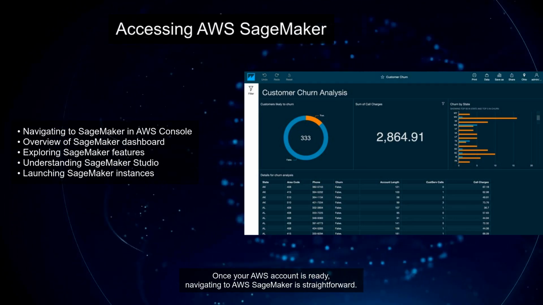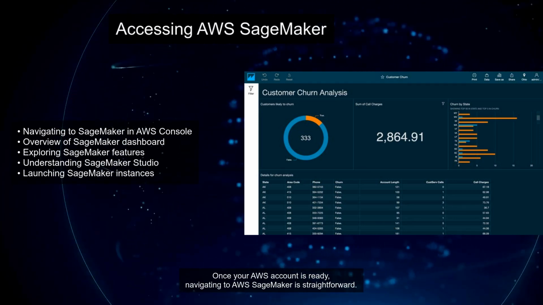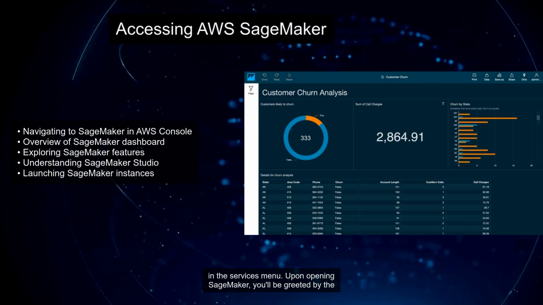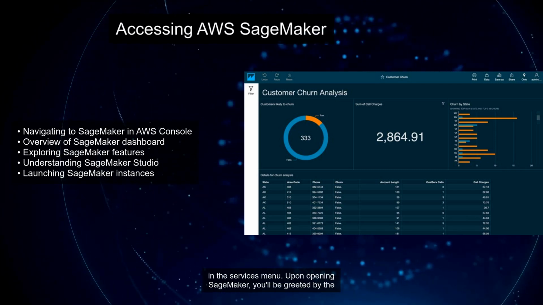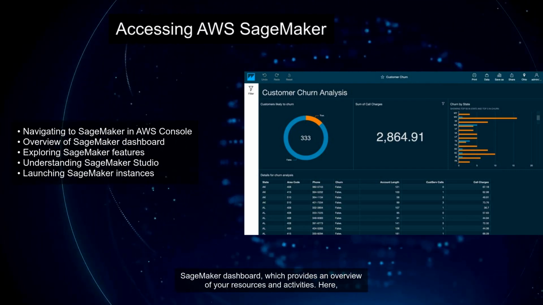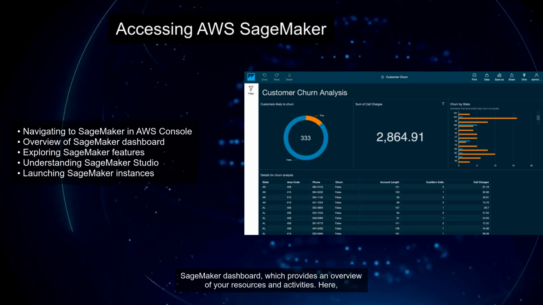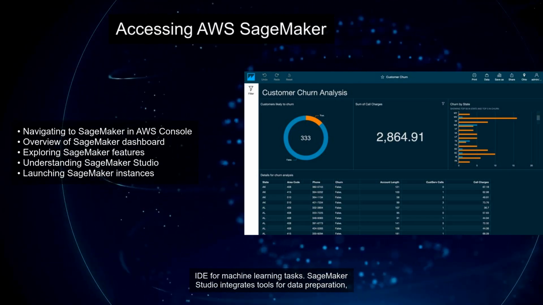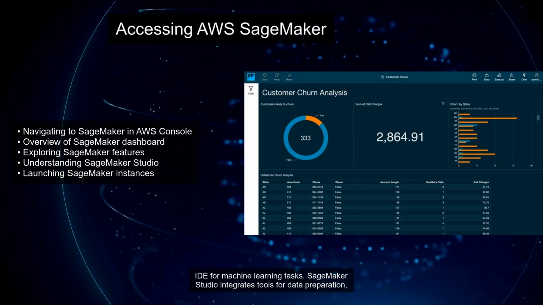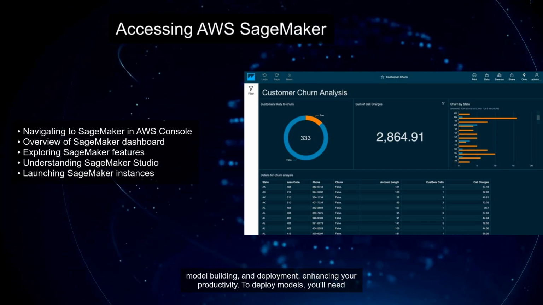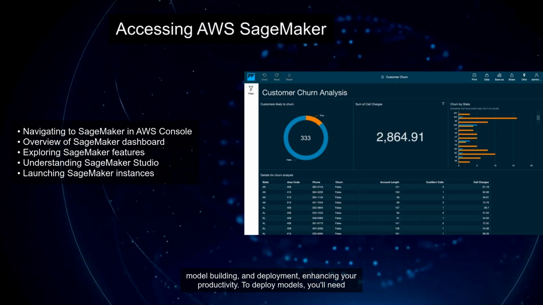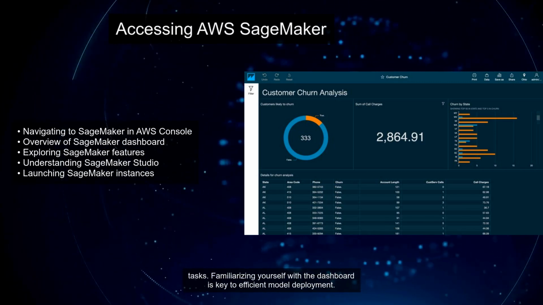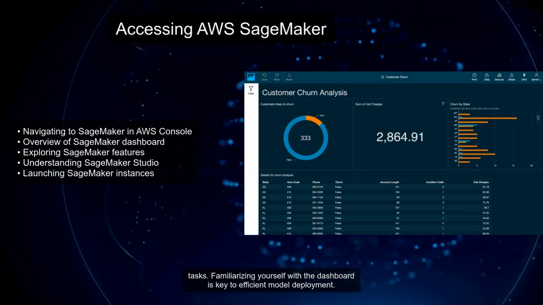Once your AWS account is ready, navigating to AWS SageMaker is straightforward. Start by logging into the AWS Management Console and searching for SageMaker in the Services menu. Upon opening SageMaker, you'll be greeted by the SageMaker dashboard, which provides an overview of your resources and activities. Here, you can explore various SageMaker features, such as SageMaker Studio, a comprehensive IDE for machine learning tasks. SageMaker Studio integrates tools for data preparation, model building, and deployment, enhancing your productivity. To deploy models, you'll need to launch SageMaker instances, which provide the computational power required for your tasks. Familiarizing yourself with the dashboard is key to efficient model deployment.